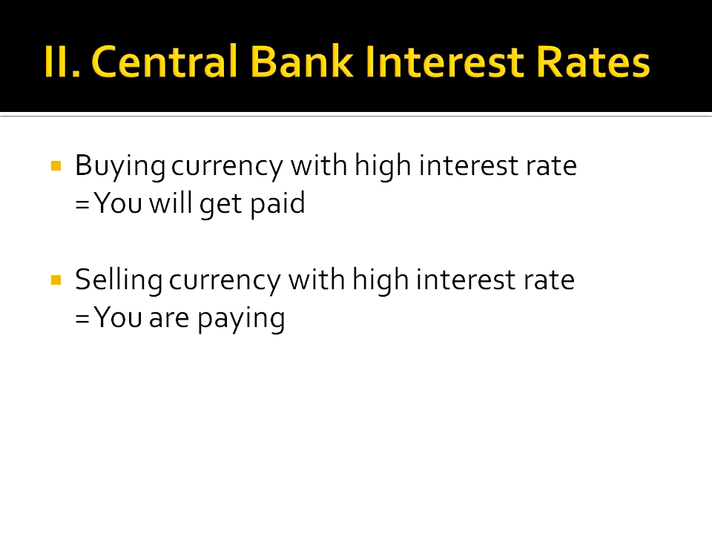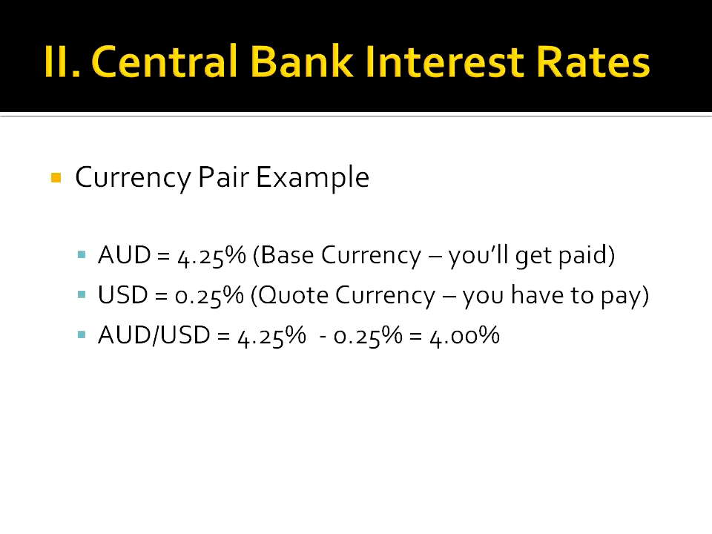So if you are buying a currency with the highest interest rate, you're going to get paid the swap. If you are selling a currency with a high interest rate, you're going to pay the swap. And the best example is the Australian dollar, US dollar. The math is simple, so it's going to be very easy to explain. In the currency pair Australian dollar, US dollar, the Australian dollar being the base is the first currency, and the country's interest rate is 4.25%.